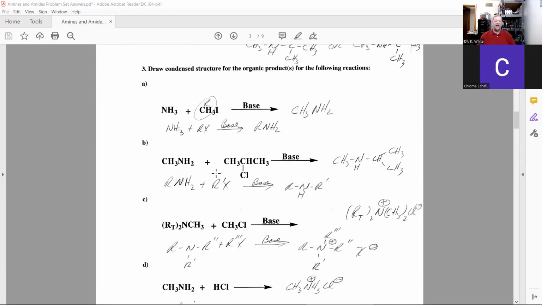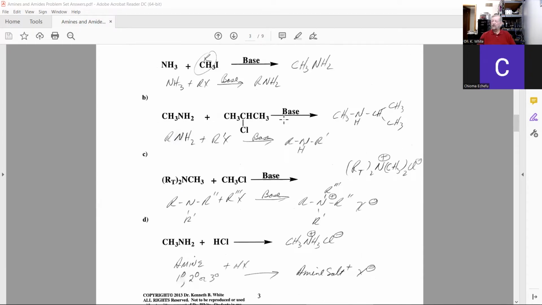Now, if we look at A, what do we have? Ammonia plus carbon with a halogen, alkyl halide, makes a primary amine. What's our methyl? If we look at B, we have a primary amine, nitrogen with an R group. That R is methyl. Our R prime is isopropyl. I didn't put that down here, bad Dr. White.